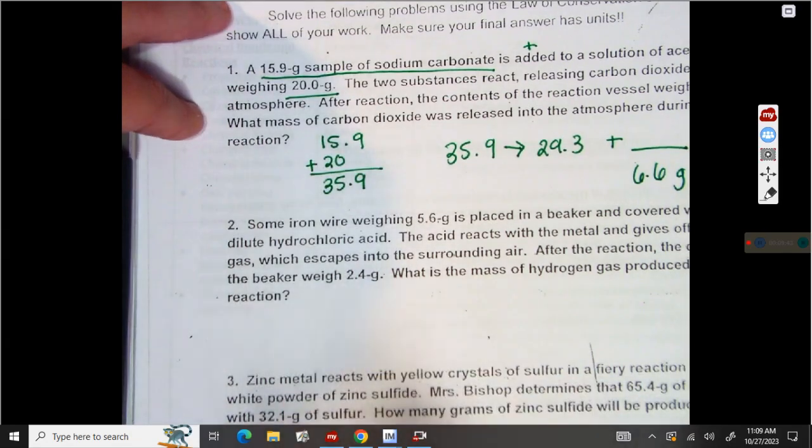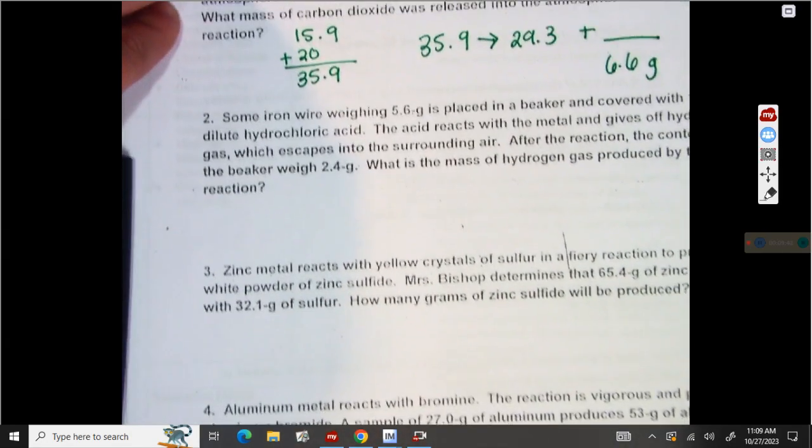So I want you to do 2, 3, and 4 and see if you can figure out the answers on your own.